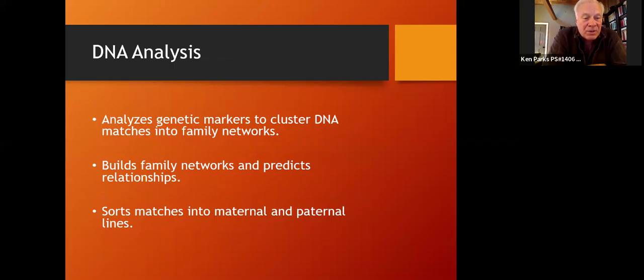It can deal with DNA results. It can analyze genetic markers to cluster DNA matches into family networks. Actually, that's being done on a lot of the DNA sites now. Ancestry recently started using that, and I think some of the others have too. And that is driven by AI. But in that case, Ancestry is doing that work for you. It can build family networks, predict relationships in terms of DNA, and sort the matches into maternal and paternal lines. And of course, many of the DNA sites already do that for you. But again, that's all AI driven.